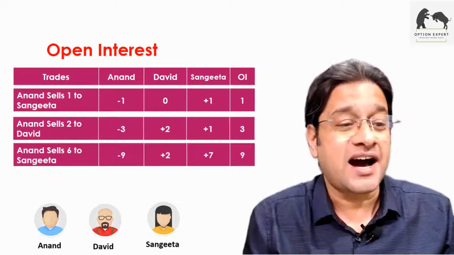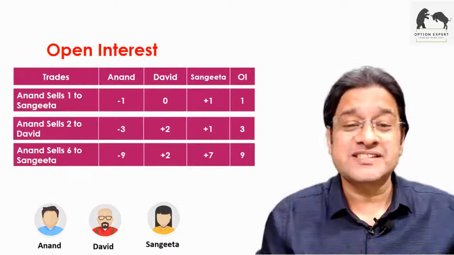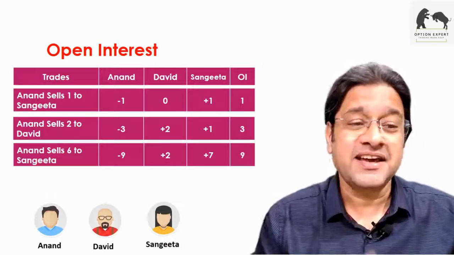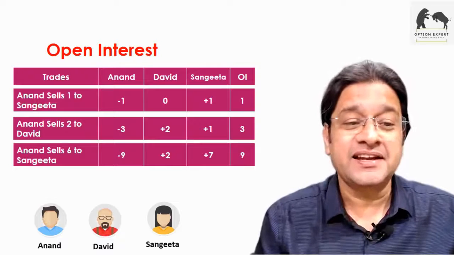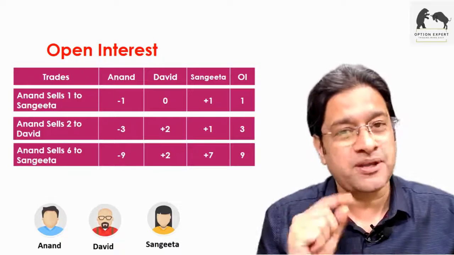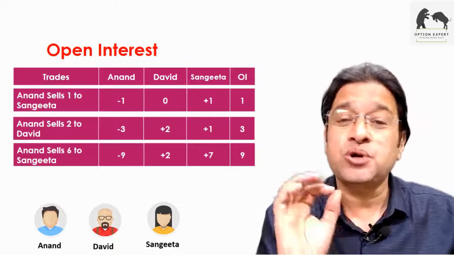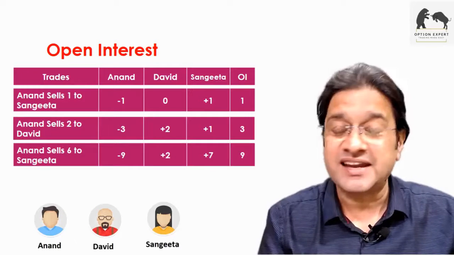And what happens? Anand sells 6 contracts to Sangeeta. Again, the total sold by Anand is 9, and David is +2. Sangeeta, from +1, had another 6 contracts added, so she is +7. Total open interest is now 9.